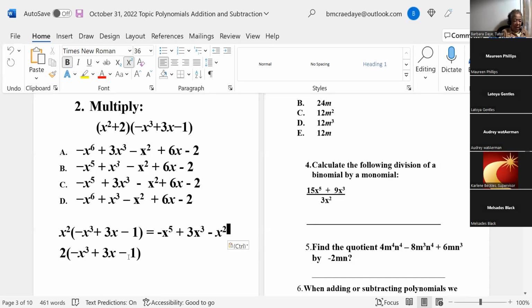Now let's go to our next multiplication, Audrey. All right, equal. Now what's 2 times a minus x to the third? Plus 6x? No, 2. Now this coefficient is a 1, and you multiply the coefficients. So 2 times 1 is so what? 2. So 2 times a negative 1 would be what?